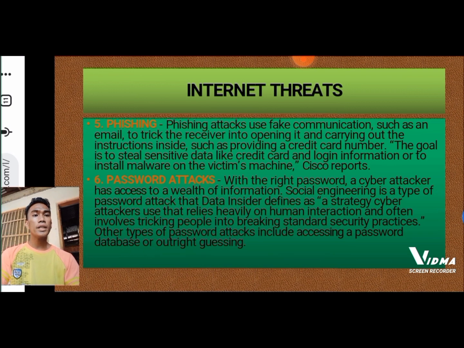With the right password, a cyber attacker has access to a wealth of information. Social engineering is a type of password attack that Data Insider defines as a strategy cyber attackers use that relies heavily on human interaction and often involves tricking people into breaking standard security practices. Other types of password attacks include accessing a password database or outright guessing.